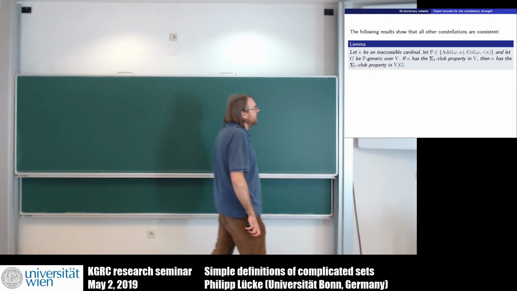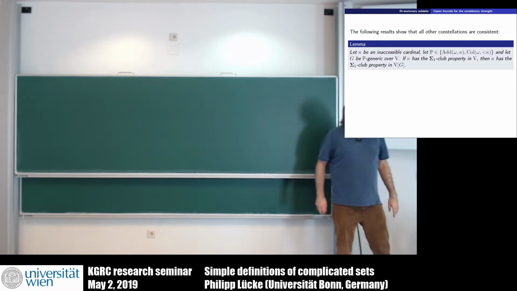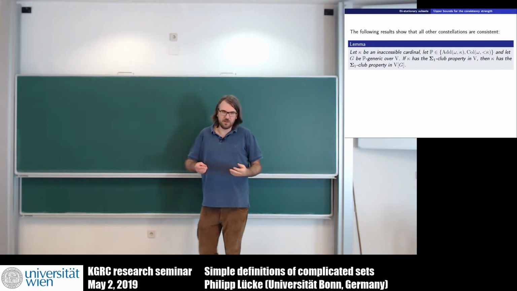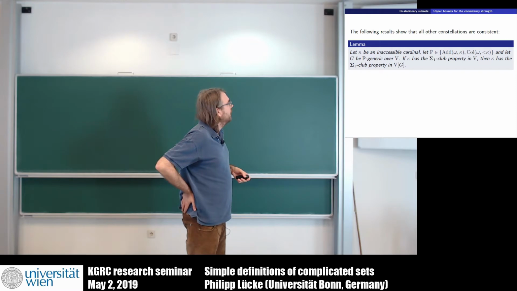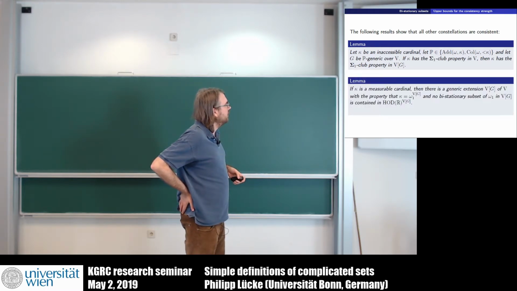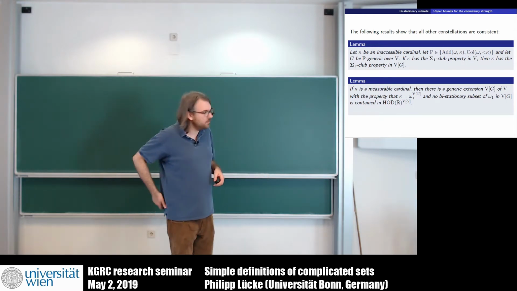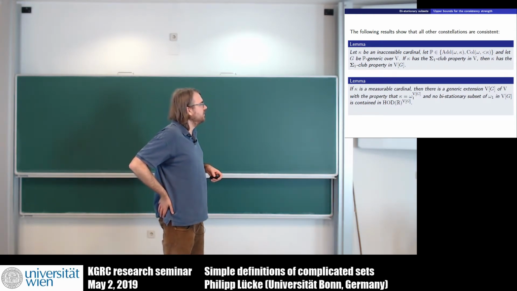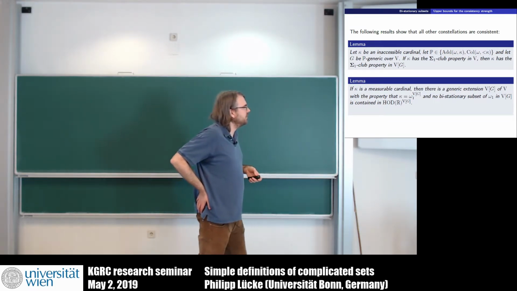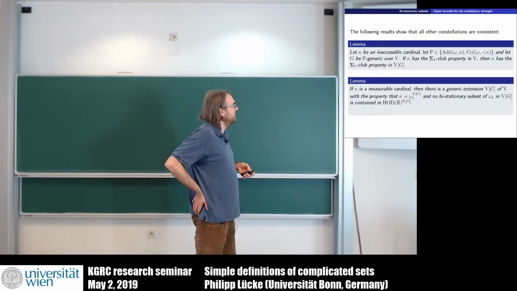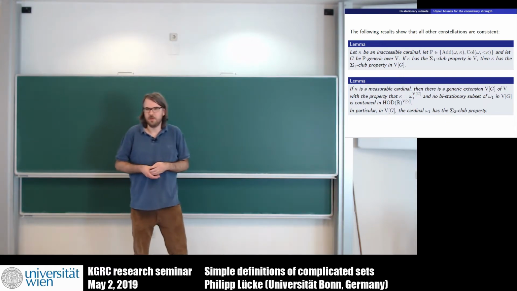And the proof shows that if you had a counterexample for the sigma 1 club property in the generic extension, then the corresponding forcing statement would give you a counterexample in the ground model. Then a slightly more complicated argument shows that you can turn this cardinal into omega 1, and in the generic extension, no bistationary subset of omega 1 is contained in HOD of R. So in particular, omega 1 will have the sigma 2 club property there.